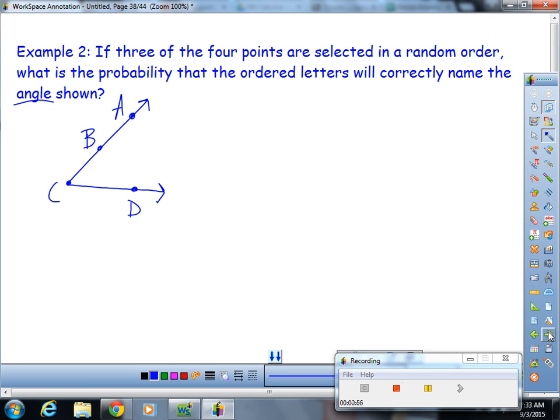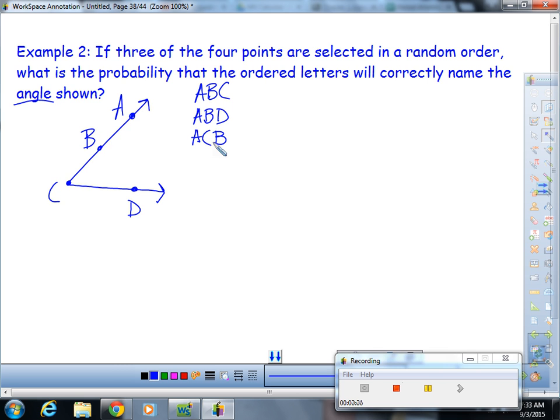Okay, if 3 of the 4 points are selected from the same angle, what's the probability that the ordered letters will correctly name the angle shown? Okay, we'll start with what's probably the first set of 3 points that I'll pick. ABC. What would be next? ABD. So we're kind of trying to go alphabetically. That's all the ways I can start with A and B. So what should I do next? ACB. So here's where you got to think about the geometry.